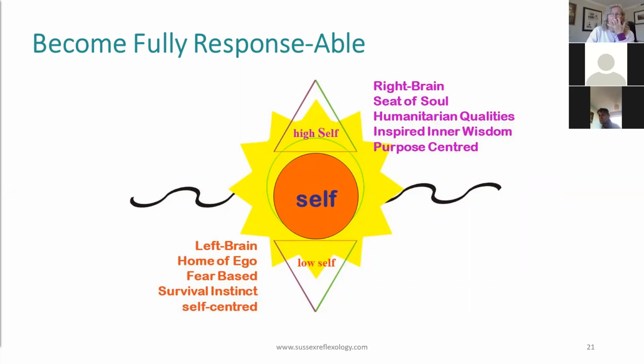You see, we all have a low self and a high self. Our high self is very much about our more soulful self, our more inner wisdomed self. It's more about the greater good and being on purpose and doing things for the wider humanity, whereas our lower self is more ego-based, more fear-based, more survival instinct-based.